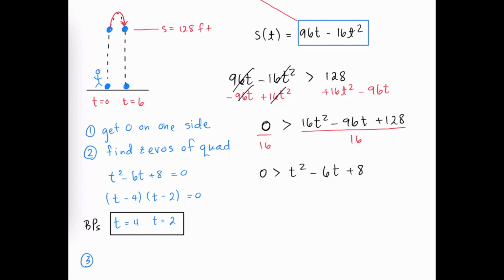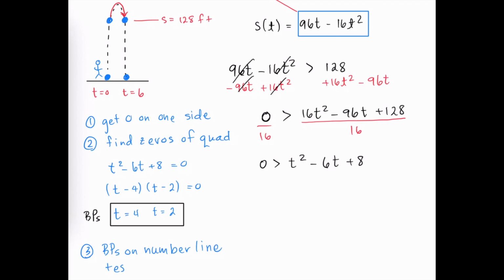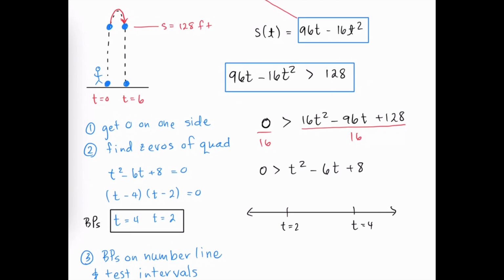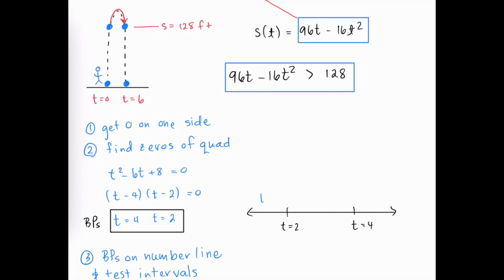The next thing we'll want to do is plot the boundary points on a number line and then test the intervals around them. So we'll plot time is equal to 2 and time is equal to 4 on the number line, and we plug test points back into the original inequality. We want to choose values inside the intervals that are as easy as possible, so I'm going to choose as our first test point t is equal to 0.